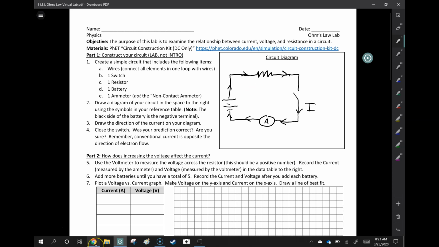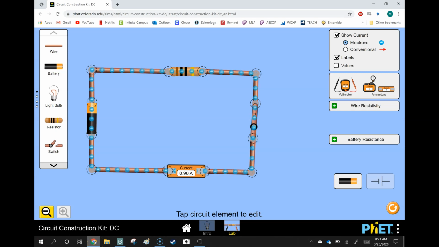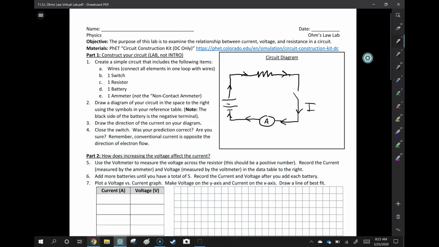Okay. Then it says close the switch. Ooh, I already did that. Was your prediction correct? Are you sure? Let's see. So I think it's going to go clockwise, it looks like. What's happening here? Those little things are going counterclockwise. Am I wrong? The physics teacher has become the physics student?